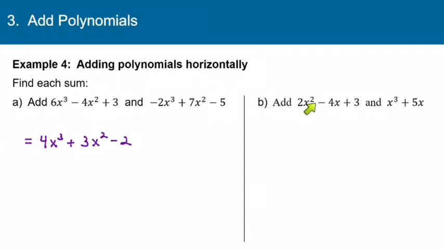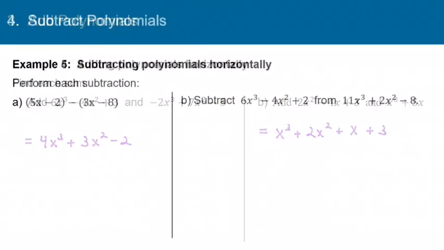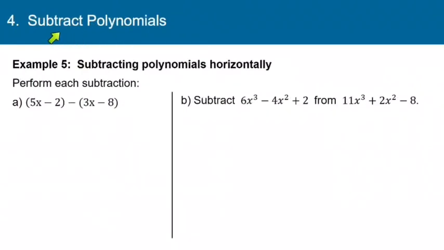And on part B, we can say, well, we're going to start with the largest exponent, which would be 1x to the third. And then we only have one x squared term, that's positive 2x squared. Then we have two x terms, negative 4x and positive 5x. Together they make positive 1x. And then we have our constant. So you can use the vertical format or you can use the horizontal format, whichever you find more convenient for yourself. Now we're ready to subtract polynomials.